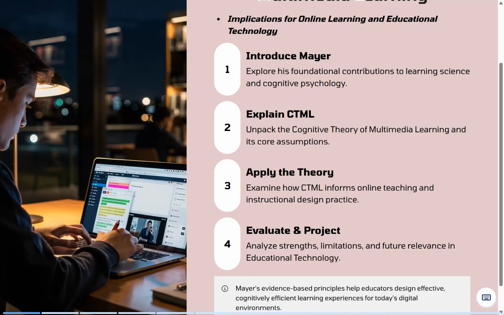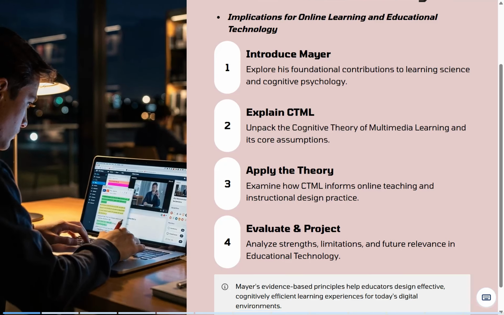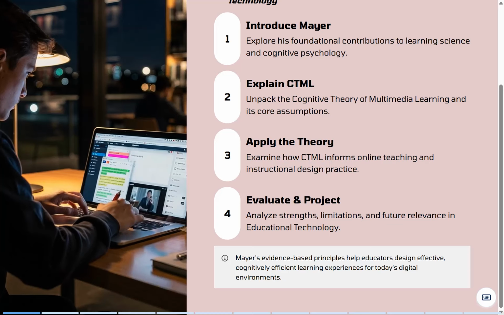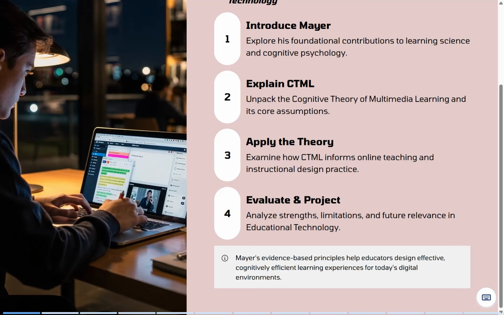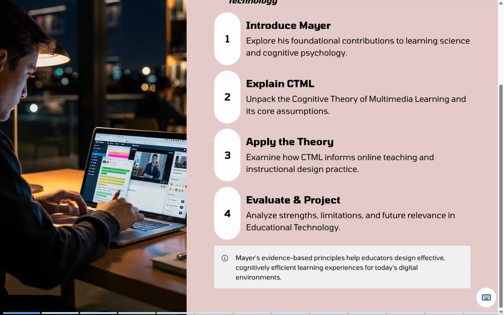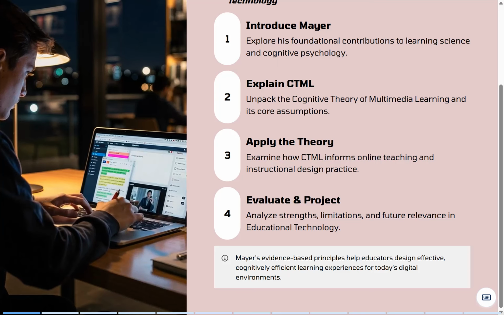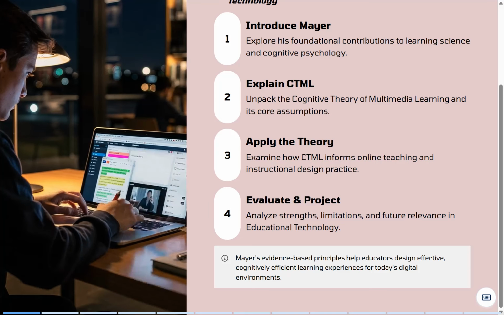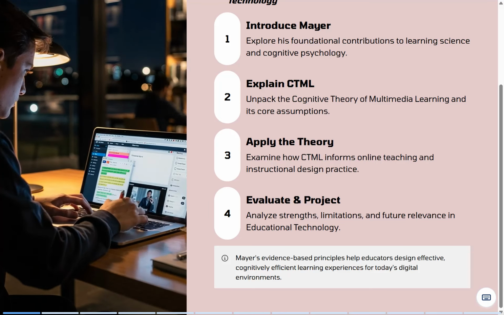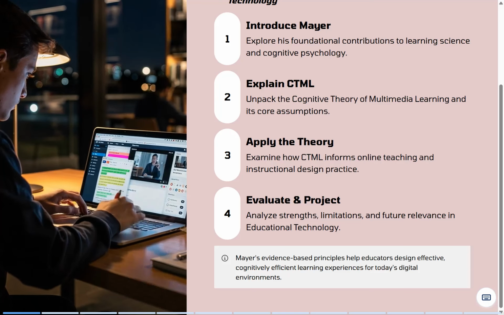Personally, I've been designing online courses for nearly 10 years. As I studied CTML, I realized many of the instructional designs I had been making through experience were actually supported by decades of cognitive research. For me, Meyer's work makes the connection between educational theory and the practical decisions we make every day when we design learning experiences.